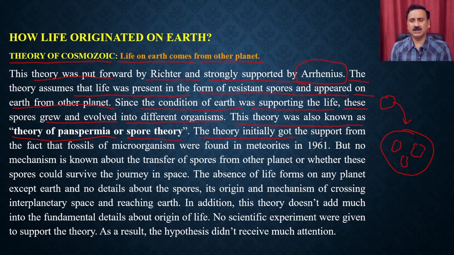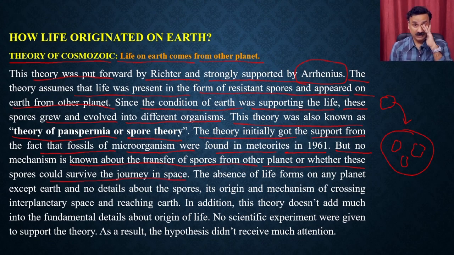The theory initially got support from the fact that fossils of microorganisms were found in meteorites in 1961. So this theory initially got support because there were fossils found in meteorites, but no mechanism is known for the transfer of spores from another planet, or whether these spores could survive the journey through space.